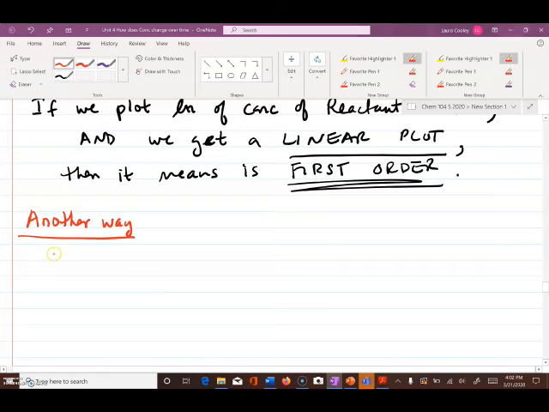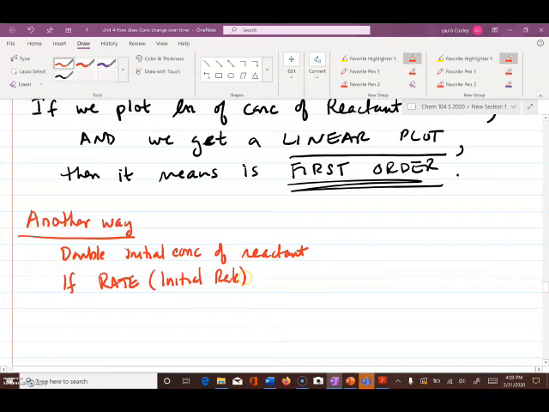So the other way is to double the initial concentration. You can't double the rate, you have to double the concentration of reactant. If the rate, which we usually measure as the initial rate, doubles, that means the reaction is first order. So that's one way to figure out if a reaction is first order.